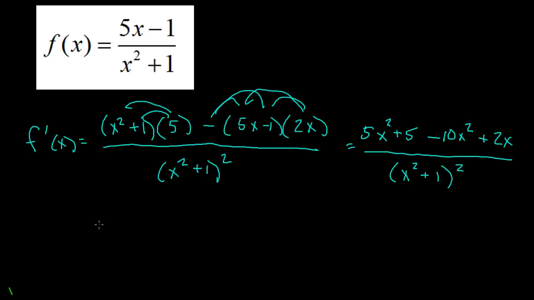So just leave the bottom the way it is. And all I got to do now is on top is clean up some like terms. So I got a negative 5x squared, because I had 5x squared, negative 10x squared is negative 5x squared. And then I have a 2x. And then I got a positive 5. All divided by x squared plus 1 squared.